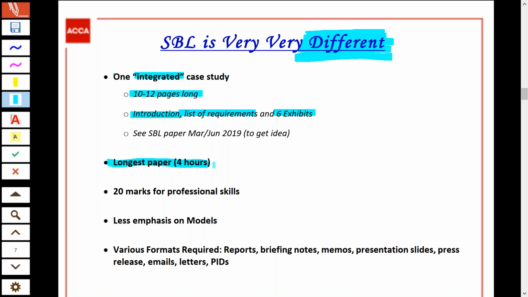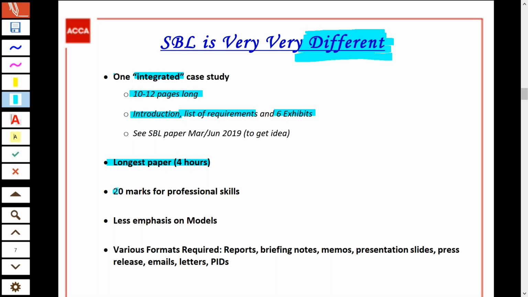It's the longest paper, 4 hours. None of the other ACCA papers is 4 hours. Because this one is 4 hours, it becomes a real challenge. It requires physical stamina. It requires mental stamina, because you have never practiced anything more than 3 hours or 3 hours 15 minutes. So you know this, we need to build up stamina.